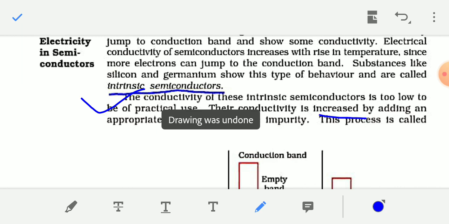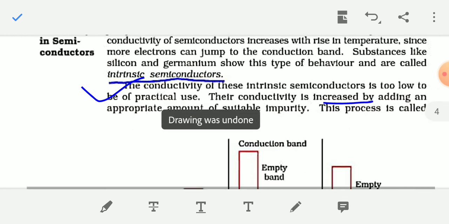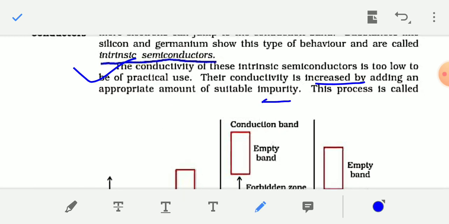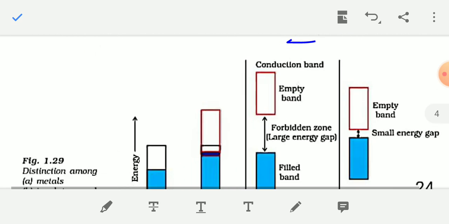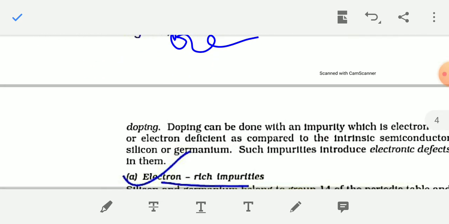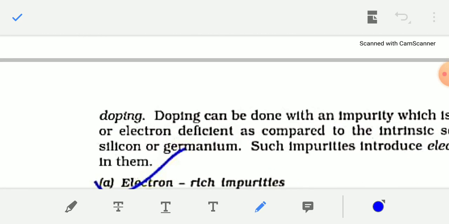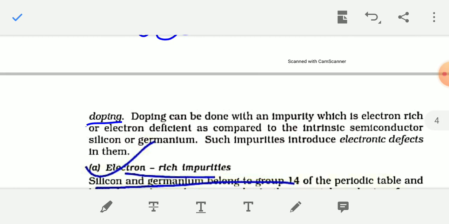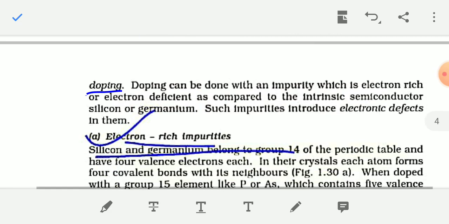Their conductivity is increased by adding an appropriate amount of suitable impurities, and this process of addition of impurity in pure semiconductor is known as doping. So by doping, you can increase the conductivity of a semiconductor.